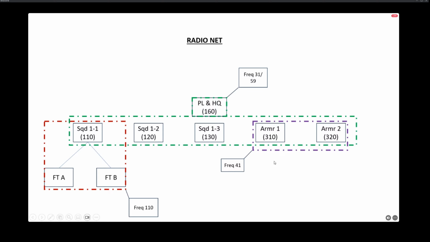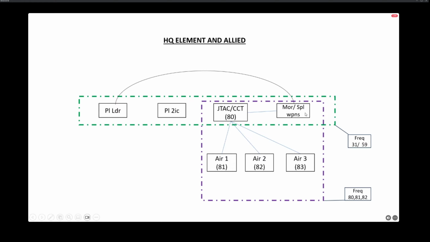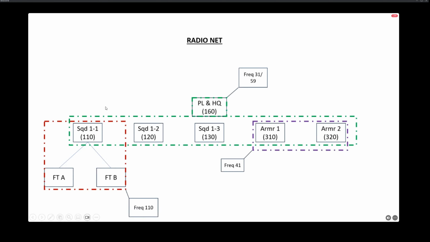So first off, let's look at the outline radio net of the platoon itself. What you see in front of you are the elements that you expect in a platoon: the platoon headquarters, and within the platoon various squads, say for example 1-1, 1-2, 1-3. You may have some attached elements such as armor, or some attached elements with the headquarters that we will look at in the next slide, such as the JTAC or any special weapons like mortars attached to the platoon.